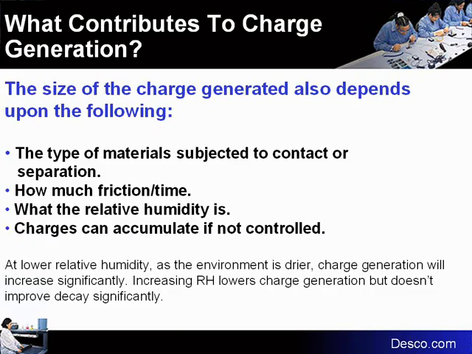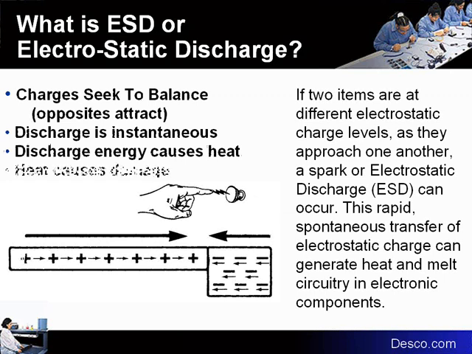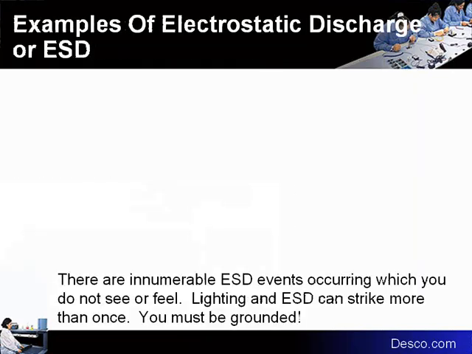The size of the charge depends on the materials that contact and separate, how much friction, the time, the relative humidity in the atmosphere, and also charges can accumulate if not controlled on conductors. When there is a discharge, this is the function of an imbalance seeking to neutralize itself. This discharge energy causes heat, and heat is what causes the damage. It's similar to a micro lightning bolt.